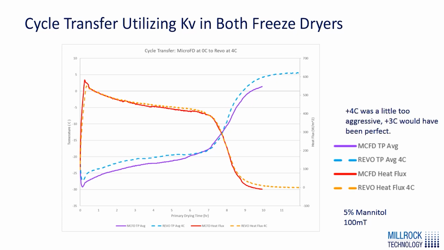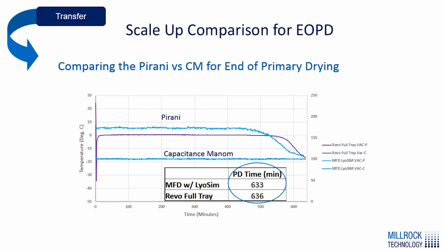Overall, we might say that this plus 4C was a little bit too aggressive, and maybe using 3 degrees Celsius instead would have been ideal. But in any case, we were able to look at the two Kvs between the source and the target unit, compare them, and adjust our shelf temperature accordingly to achieve the same thermal history result. And we can see the same thing when we look at the Pirani and capacitance convergence, which led to a cycle time that is virtually identical, only 3 minutes apart.